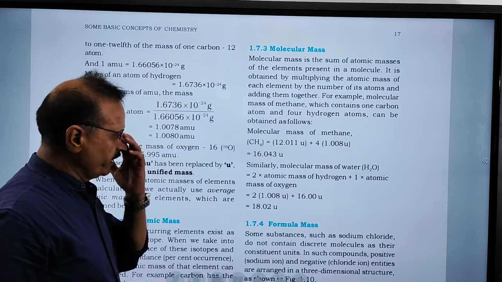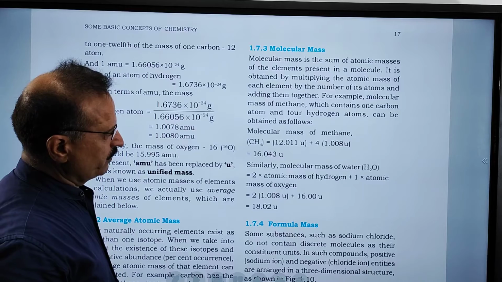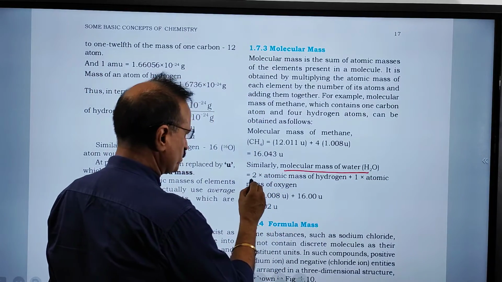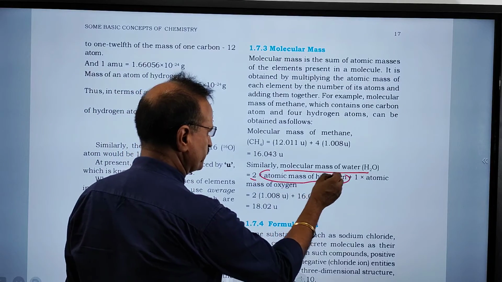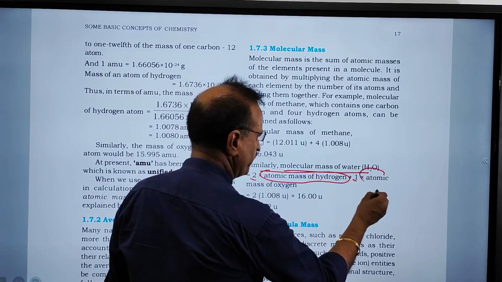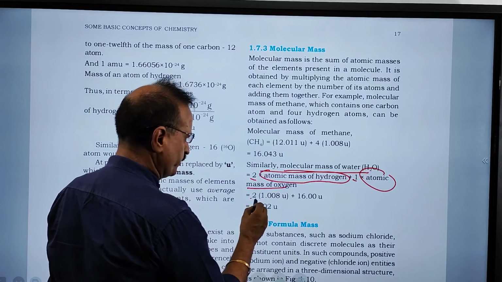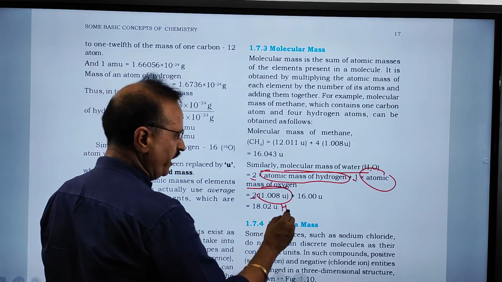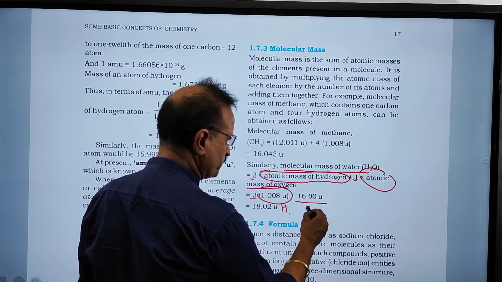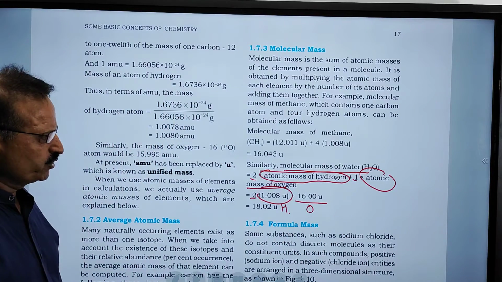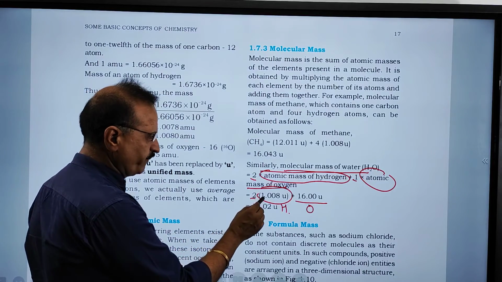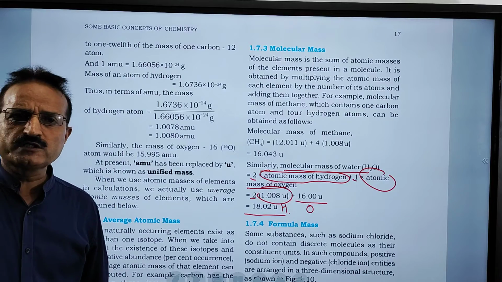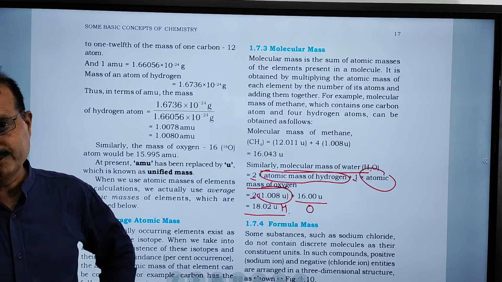Another example. Similarly, the molecular mass of water means 2 into the atomic mass of hydrogen plus 1 into the atomic mass of oxygen. So 2 into the atomic mass of hydrogen, 1.008 U, and 1 into the atomic mass of oxygen, 16.00 U. You multiply and then add, and you will get 18.02 U. This is the molecular mass of water.